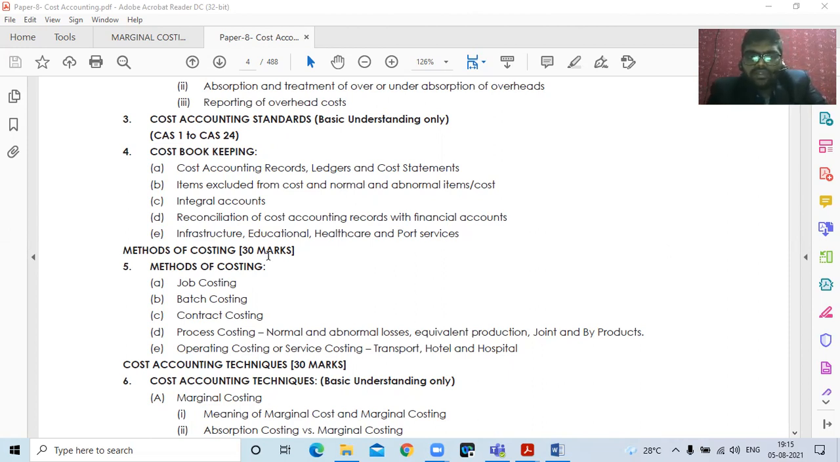Then your method of costing, again that is for your 30 marks. So out of this 30, minimum to minimum you should get 20 marks. Okay. So you're starting all those chapters, job, batch, contract. This is all simple chapter. You should solve as much as possible and you should gain 20 marks from this section.